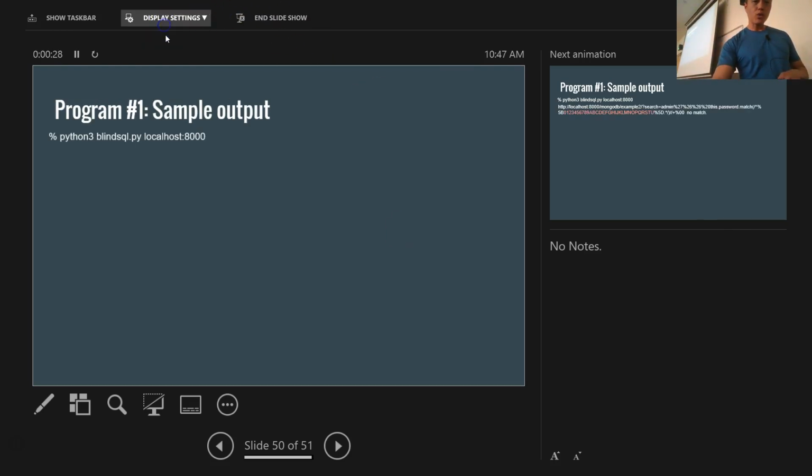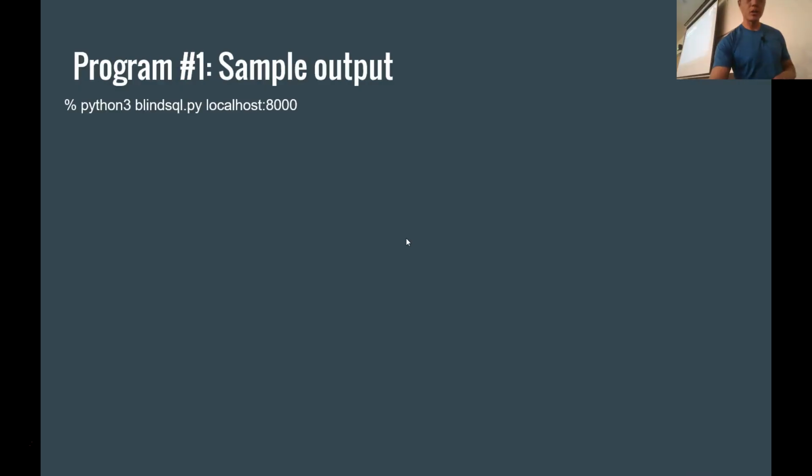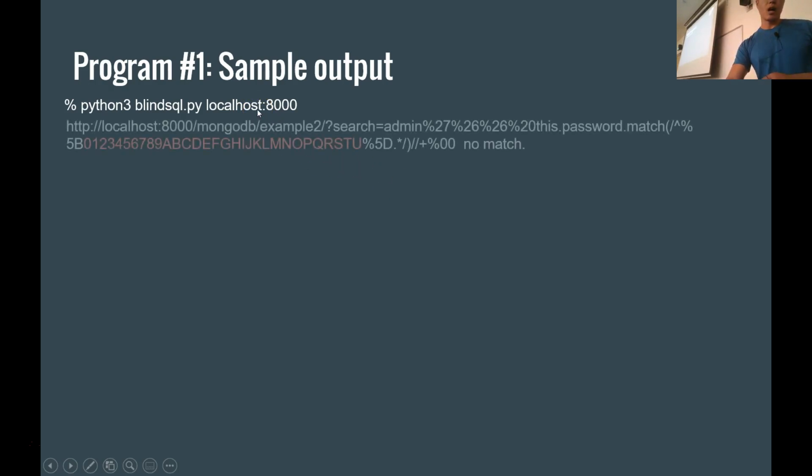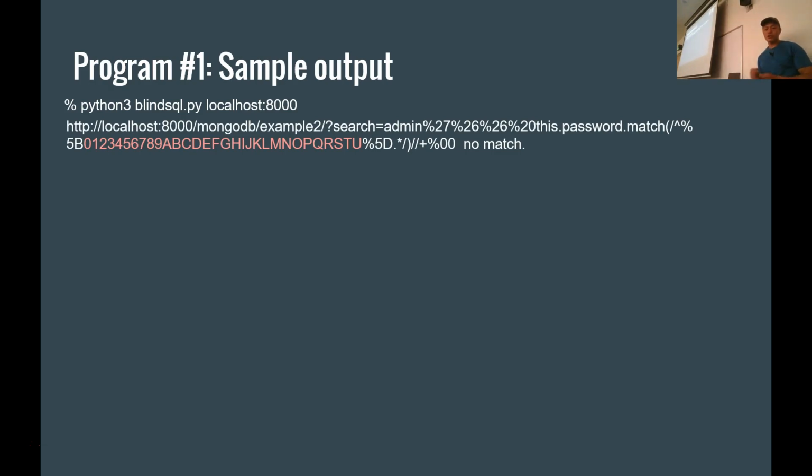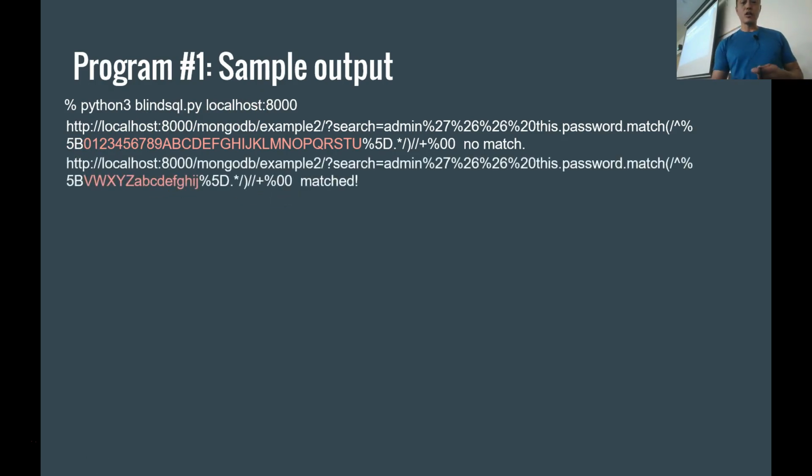This is what I want your program's output to look like. So you're going to name your program BlindSQL.py, and it's going to be in a particular directory that we'll show you. You give it a site name, and in this case, I'm running it on localhost on port 8000. The first search term, you'll see that it will look for 0 through 9 and the capital letters. And you'll see that there's no match here.